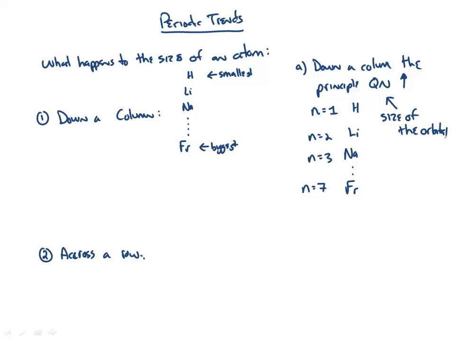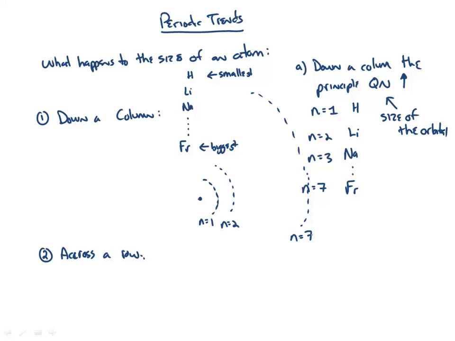So for instance, if we take a look at a picture, the n equals 1 orbital is closest, the n equals 2 orbital is further out, and then way out here we'd have our n equals 7 orbital. So going down a column, every time we go down a row on the periodic table, our atoms are getting bigger and bigger and bigger.